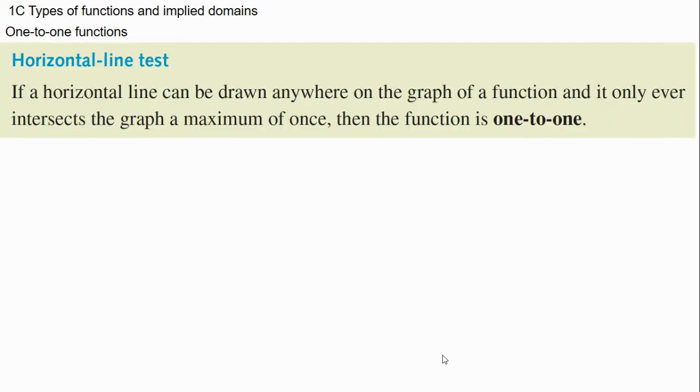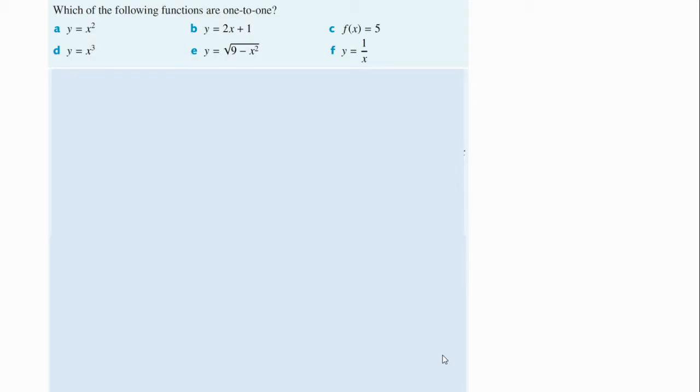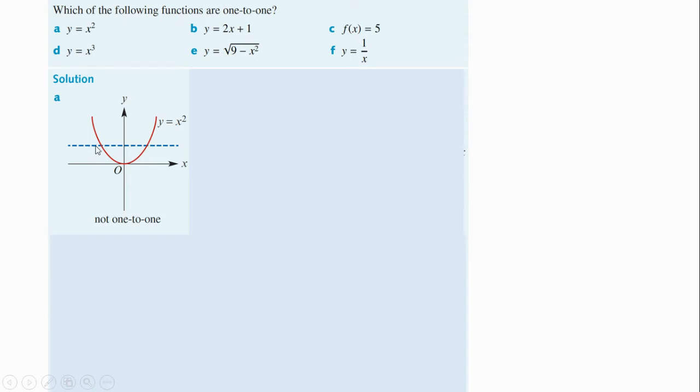A one-to-one function. You might remember this from last year or even in Spesh. A one-to-one function passes the horizontal line test. If a horizontal line can be drawn anywhere on the graph and only crosses once, it's a one-to-one function. Which of the following are one-to-one functions? Let's look at this one. There's x squared. Apply a horizontal line test. It touches at 2 points, this one here and this one here. So that one's not a one-to-one function.